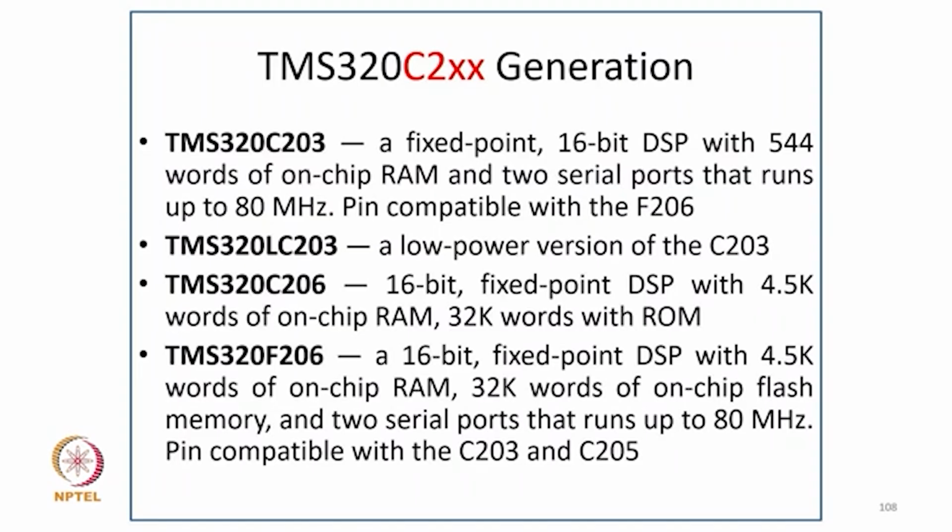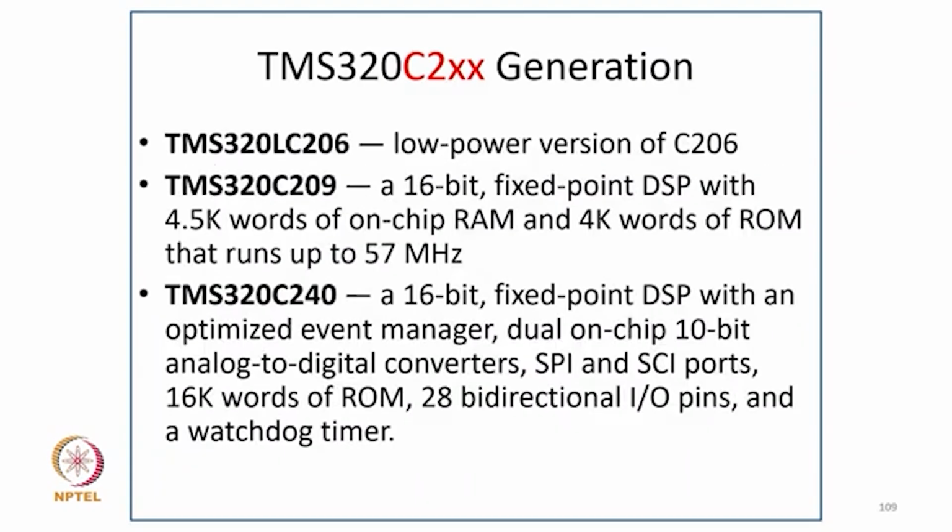F206, and TMS320LC203 is a low-power version of the C203. TMS320C26 is a 16-bit fixed-point DSP with 4.5 kilowords of on-chip RAM and 32 kilowords of ROM, and TMS320F206 is a 16-bit fixed-point DSP with 4.5 kilowords of on-chip RAM, 32 kilowords of on-chip flash memory, and 2 serial ports that runs up to 80 megahertz and is pin compatible with the C203 and C205.